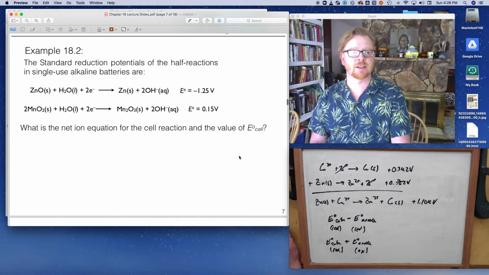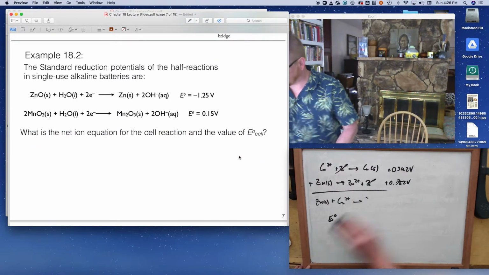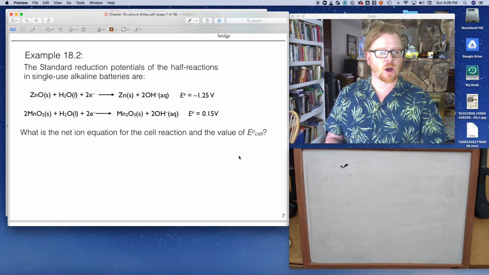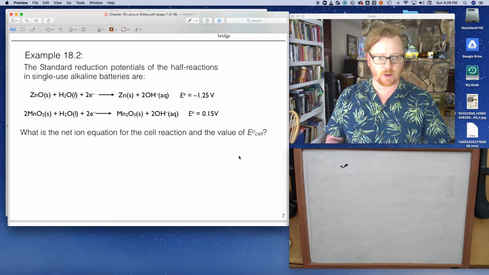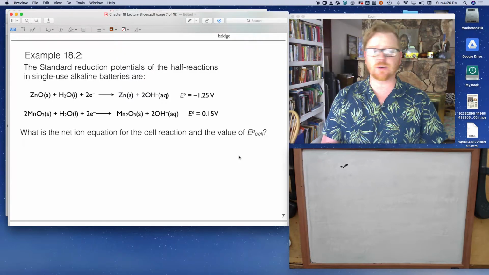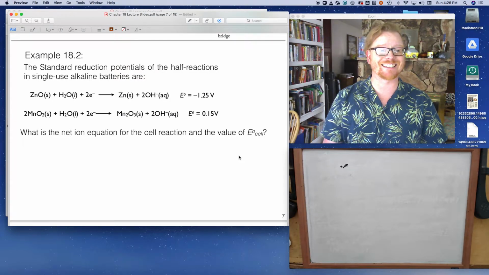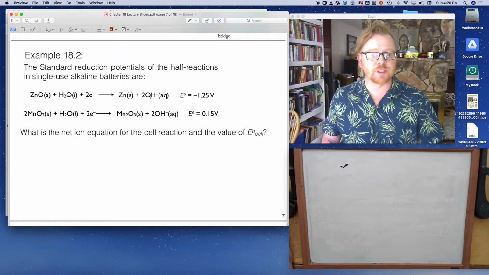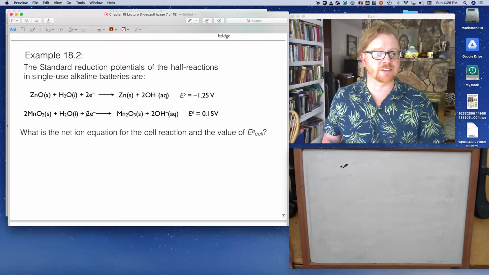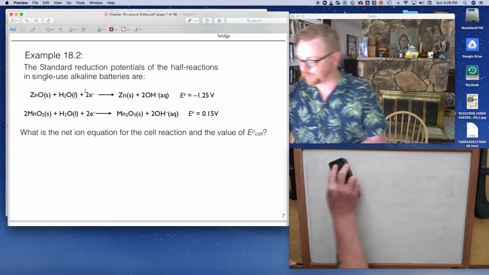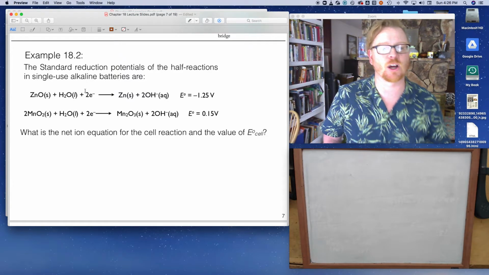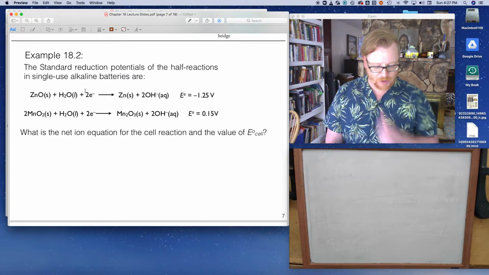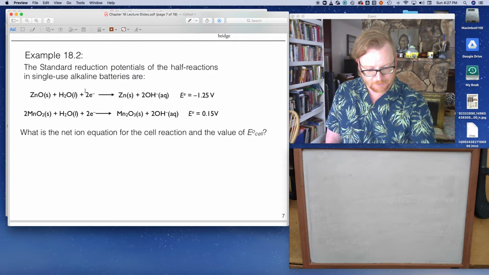Okay, let me get back to one slide here. All right, so here is a good example problem to work on. Let me read it to you, and then I'll play a little bit of music, and we can work through it. The standard reduction potentials of the half reactions in single-use alkaline batteries are the following. So these two reactions, and notice that they're both written as reductions, right? They're both reduction potentials. What is the net ionic equation for the cell reaction and the value of E cell? Okay, so let's work through that really quick.